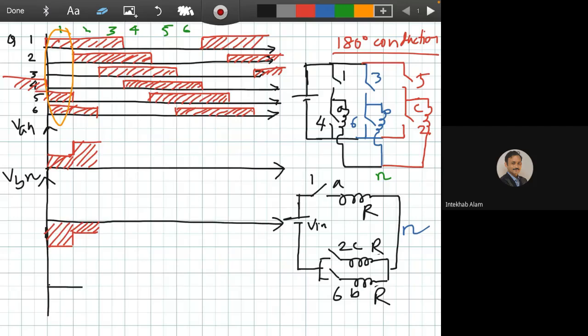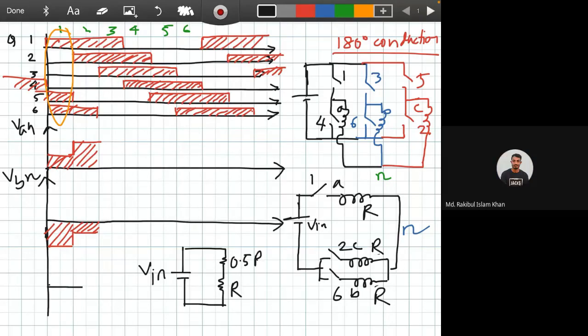So this is V in, and there is one resistance and another resistance. This is R and this is 0.5 R. Do you agree? Yes, sir. Okay. So what will be the voltage between 1 and 2 and between 2 and 3? To find it, we can use KVL.